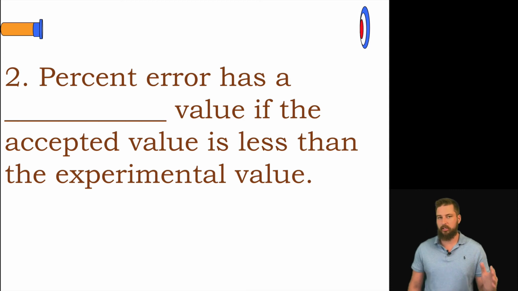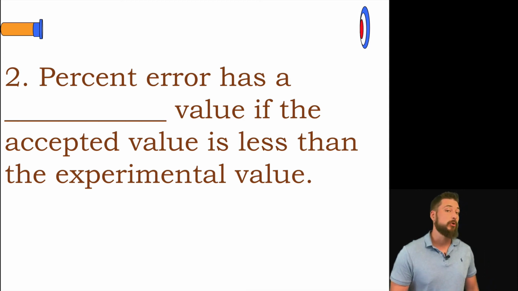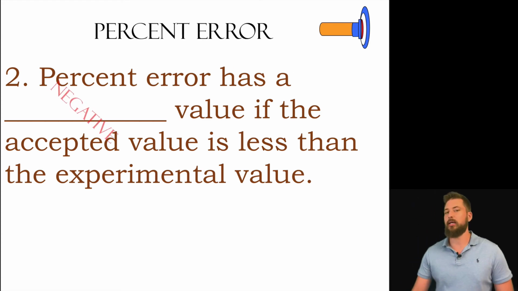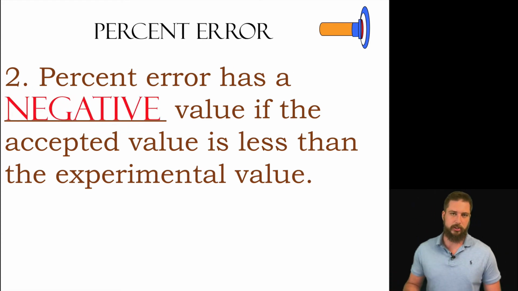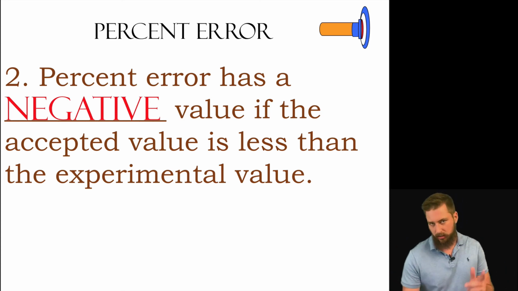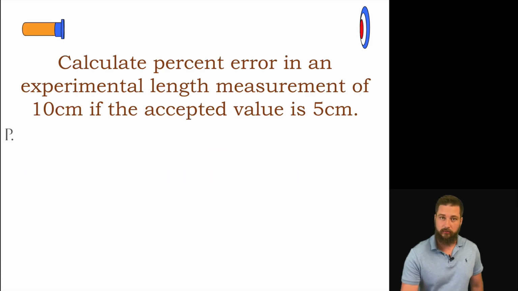Now let's go ahead and talk about what happens if you get a percent error that is negative. So a negative percent error is the opposite, obviously, of a positive percent error. What it means is the experimental value is actually larger than the accepted value. And again, we're going to go ahead and take a look at an example of how that works.